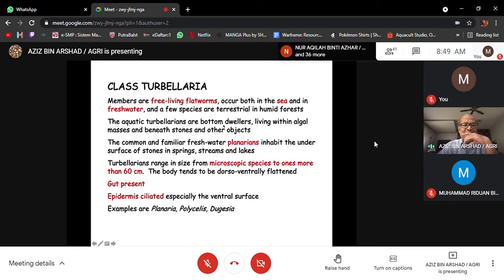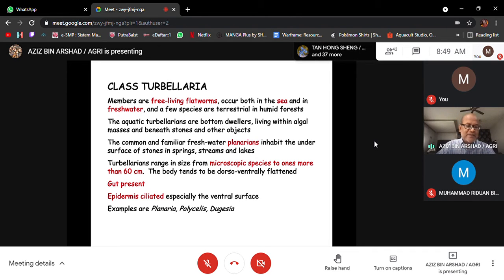Most Turbellarians are bottom dwellers. They are found at the bottom of the sea or water body, living within algal mass and also beneath stone and other objects. The common one that we see is planaria. The picture I've shown you before this is the most common freshwater platyhelminthes that can be found in streams, lakes, and also springs.